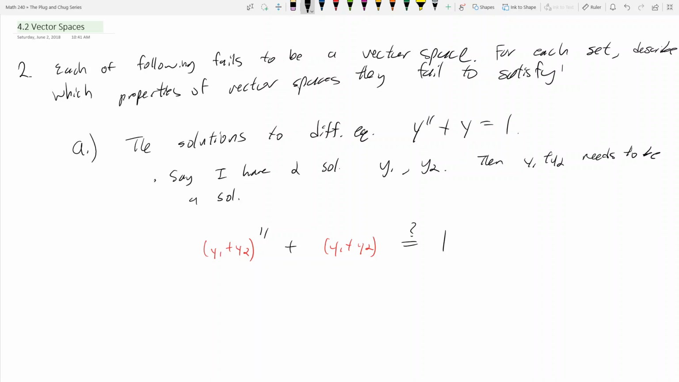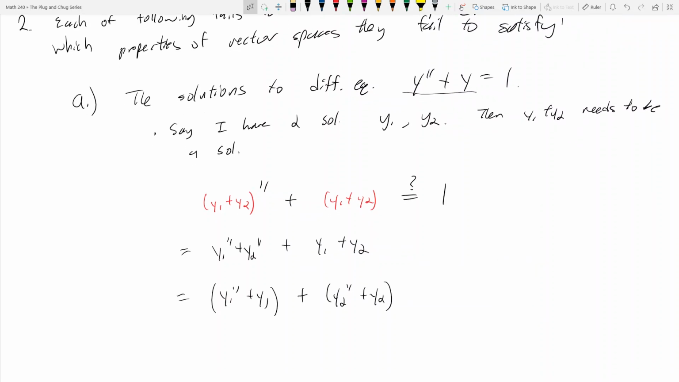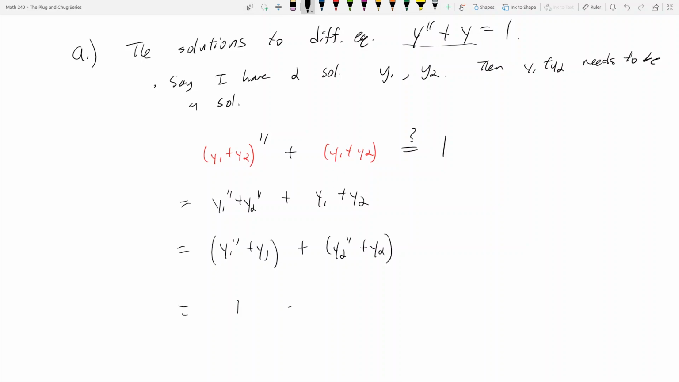However, what do we see, right? We see that this becomes y1 double prime plus y2 double prime plus y1 plus y2, and that's because the derivative is linear, and so when you take two derivatives, you can just distribute the double prime in. But this is equal to y1 double prime plus y1 plus y2 double prime plus y2. Well, what's the problem here? Well, y1 is a solution to this differential equation up here, right? y1 is a solution to y double prime plus y equal to 1. So that means y1 double prime plus y1 is equal to 1. And y2 is also a solution to this differential equation. And so that means y2 double prime plus y2 is also equal to 1.